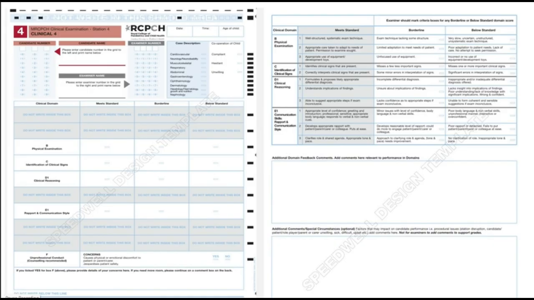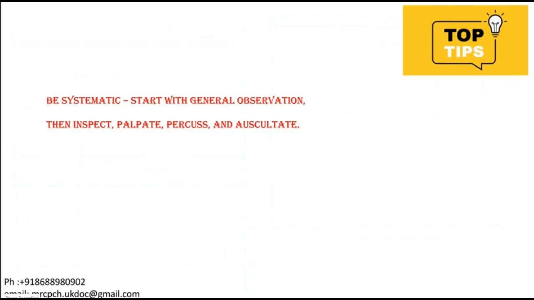So this is the mark sheet for all the clinical stations. The tip for the clinical station is you have to be very systematic and start with the general observation, and then inspection, palpation, percussion and auscultation. You should have a very structured approach for every system.